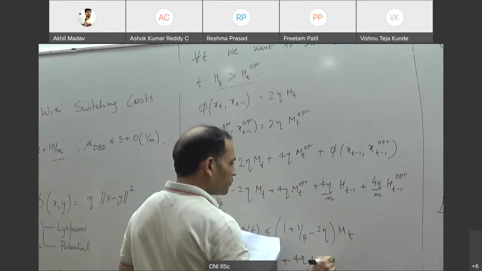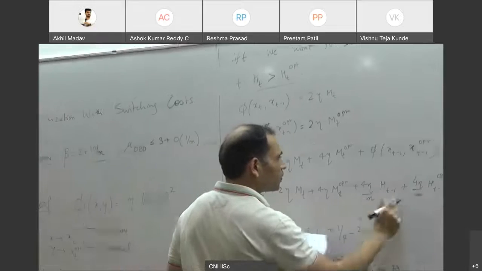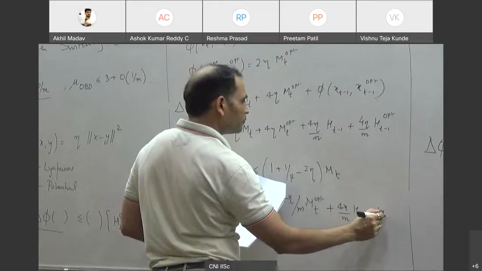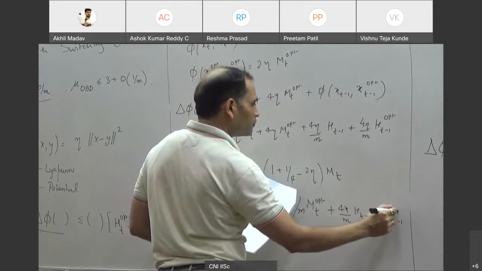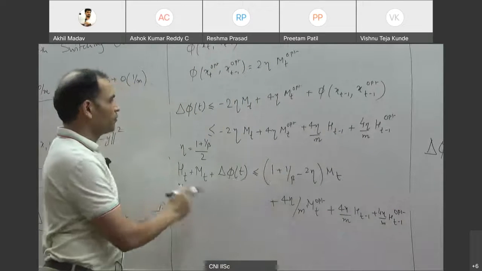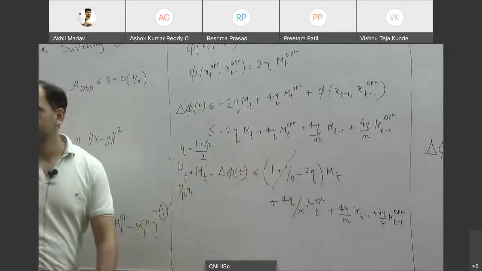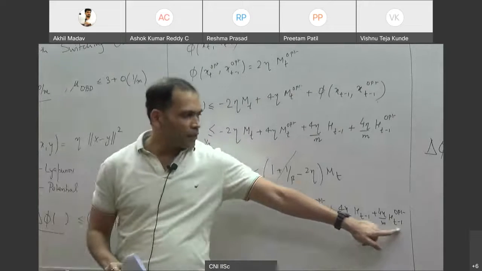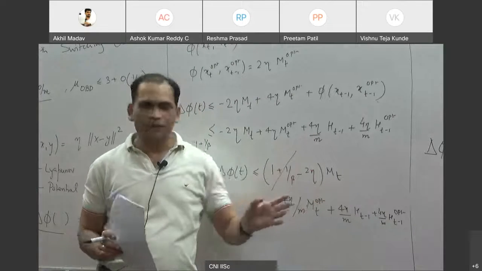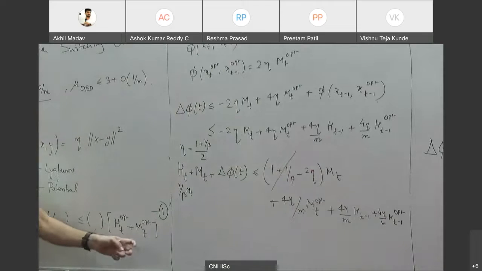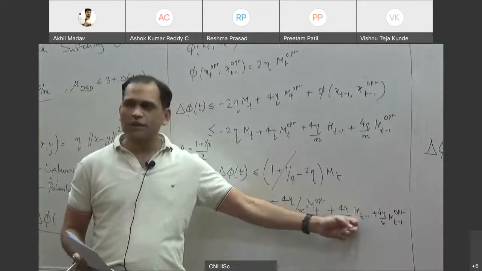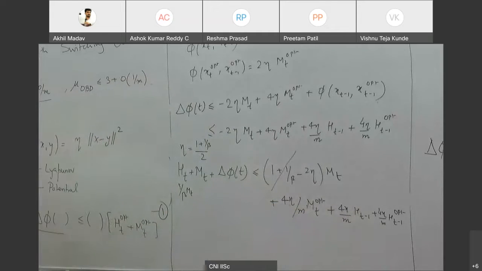N_T^OPT is as it is. By my choice of eta, this cancels out. This is just zero. Left with N_T^OPT, H_{T-1}^OPT, which are good terms, I don't mind. Because anyway, I want a bound in terms of H_T^OPT and N_T^OPT. This is the complicated term. I got this additional H_{T-1}, which is the cost of the algorithm.